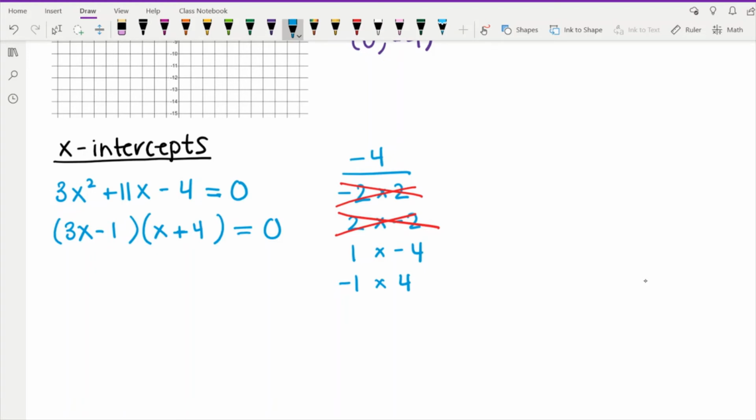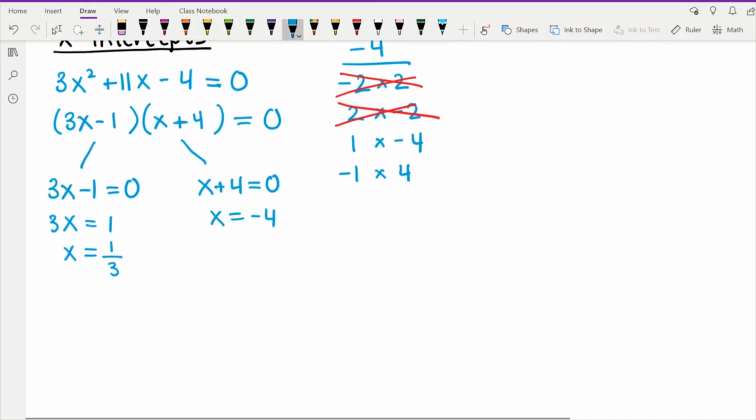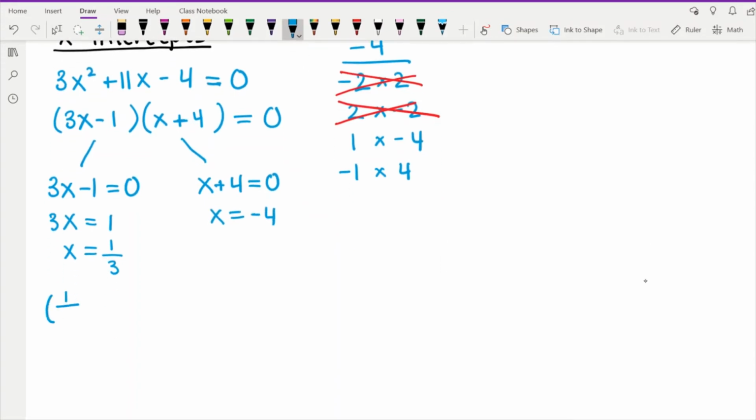So like this, you don't have to really memorize anything. It's just understanding how multiplication works. Like we saw earlier, if we have two things multiplied together equaling 0, that means either 3x minus 1 is equal to 0 or x plus 4 is equal to 0. If we add 1 to both sides, we'd have 3x is equal to 1, and then x is equal to 1/3. Here we'd get x is equal to -4. That tells us our x-intercepts are (1/3, 0) and (-4, 0).